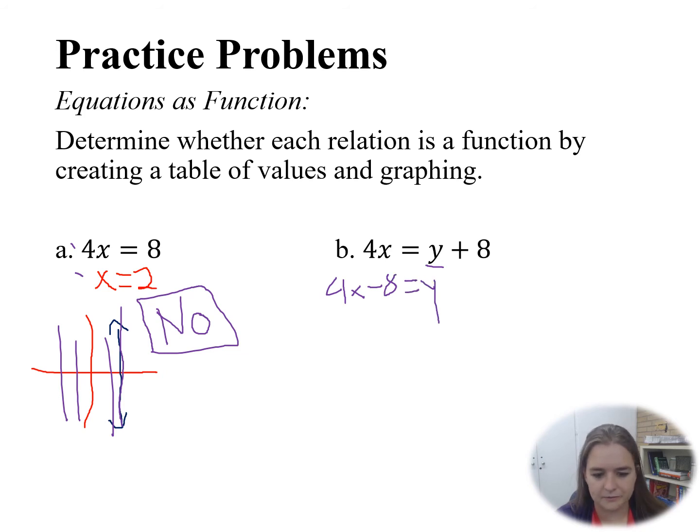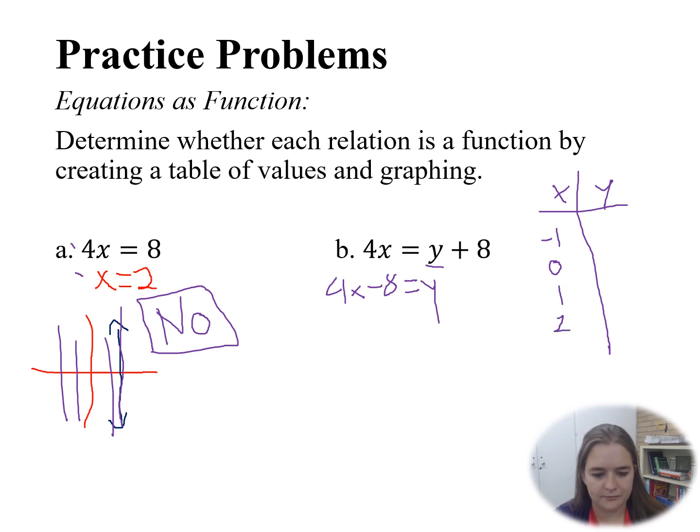And I'm going to make a table of values where I'm going to plug in x values to figure out what y equals. This uses that idea of independent and dependent variable. That independent variable is up to choice. So I'm going to choose what values to plug in for x. And let's just try -1, 0, 1, 2.